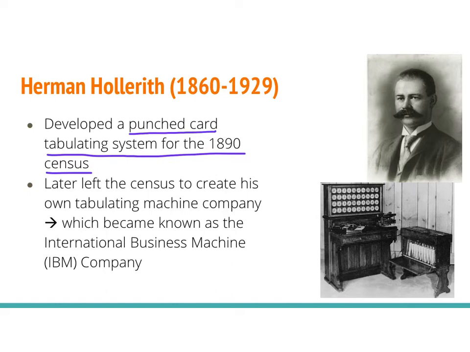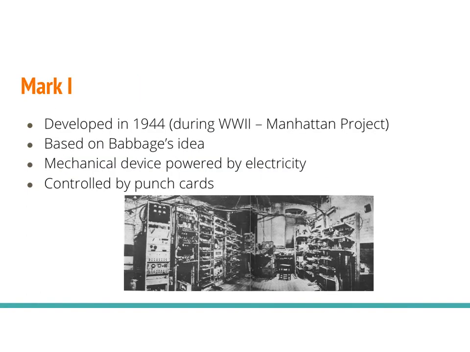And while he eventually left the census to create his own tabulating company, this particular device was quite life-changing in our country's history. Another notable thing about him is that he eventually left to create his own company, which eventually became known as IBM. So at this point, we're now into the 1900s, and we've seen a development of different computing devices and different ways that computing has started to impact our society in a positive way.